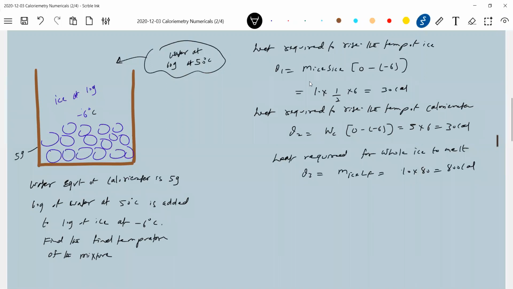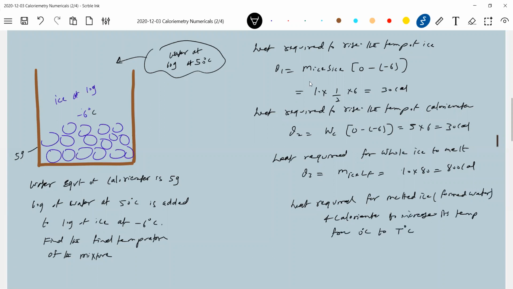So therefore now, heat required for melted ice, the water formed, and calorimeter to increase its temperature from 0 degrees Celsius to some temperature we don't know, T degrees Celsius. This I'll call Q4.